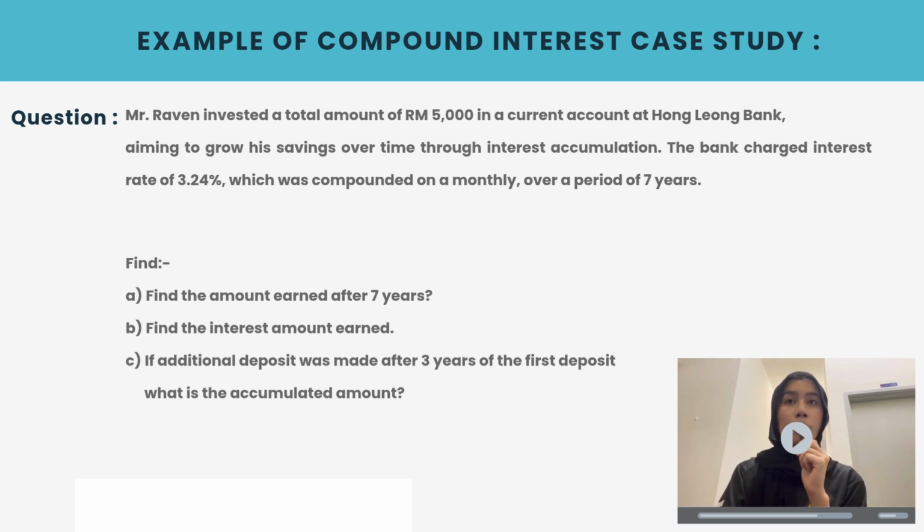So the question is, Mr. Raven invests a total amount of RM5,000 in a current account at Holong Bank, aiming to grow his savings over time through interest accumulation. The bank charged an interest rate of 3.24%, compounded monthly over a period of 7 years. The objectives are: firstly, find the amount earned after 7 years; next, find the interest amount earned; and lastly, if an additional deposit was made after 3 years of the first deposit, what is the accumulated amount?